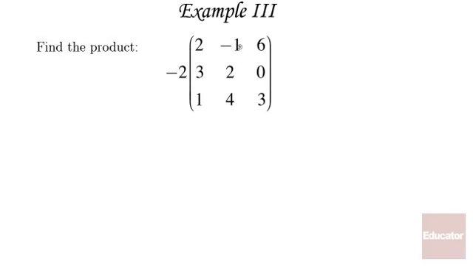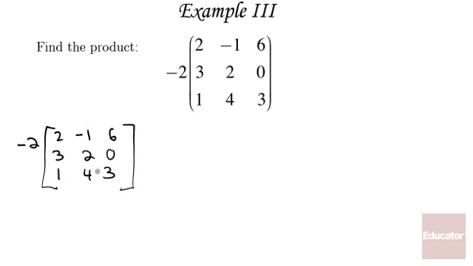Example 3 is find the product, and it's the product of a scalar and a matrix. So this is scalar multiplication, and here the scalar is -2. So rewriting this down here. Recall that in scalar multiplication, you're going to multiply the scalar times each element in the matrix, and the result is going to be a scalar product that has the same dimensions as the original.